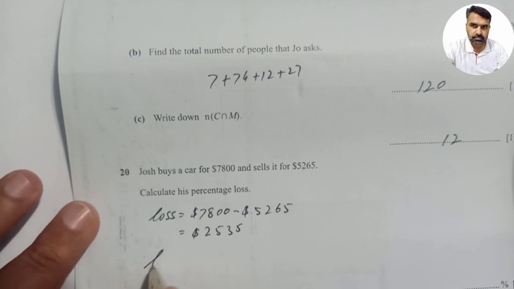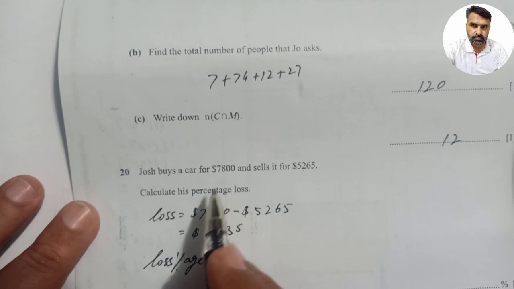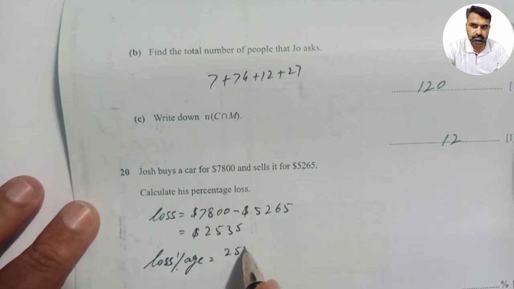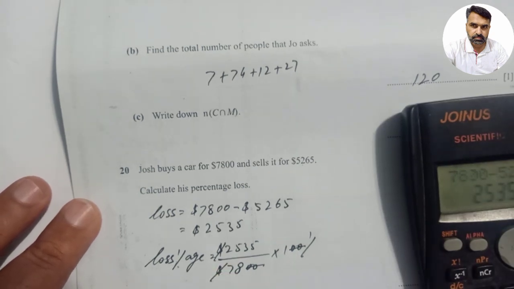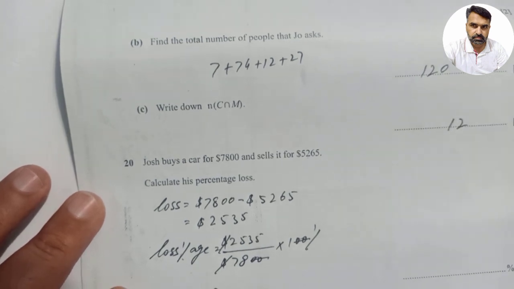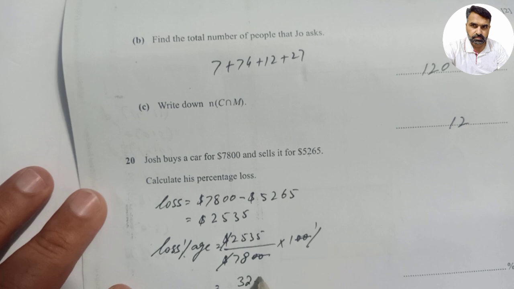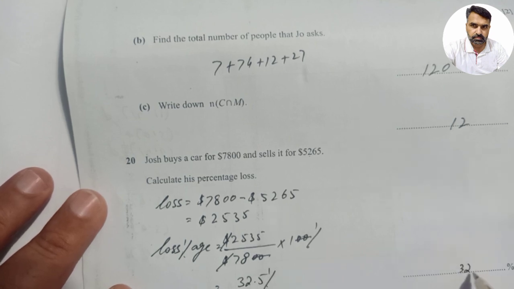So the loss is $2,535. So the loss percentage will be loss over cost price. So loss is $2,535 over cost price, which is $7,800, multiplied by 100%. So the last two zeros will be cancelled with the zeros, dollar will be cancelled with dollar, and now students, 2,535 will be divided by 78, and the loss percentage is 32.5. So the loss percentage is 32.5.